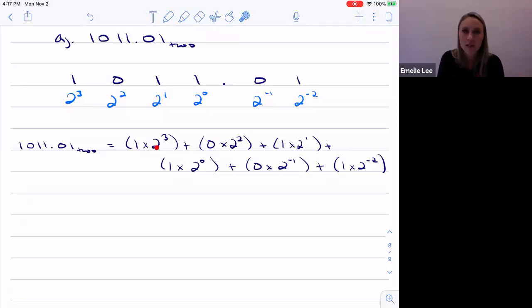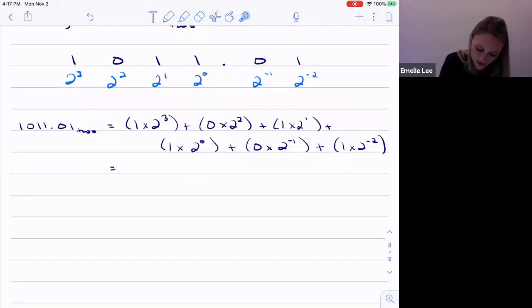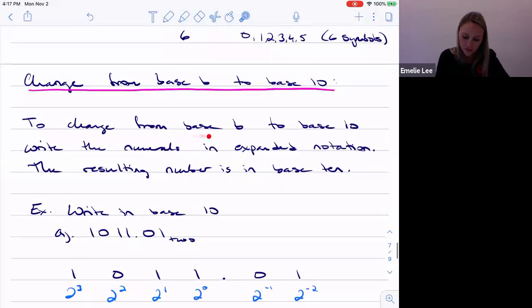2 to the power of 3 is 8, 2 to the power of 2 is 4. So to change from base B, base 2 in this case, to base 10, write the numerals in expanded notation. So that's what we did. And then the resulting number is in base 10.